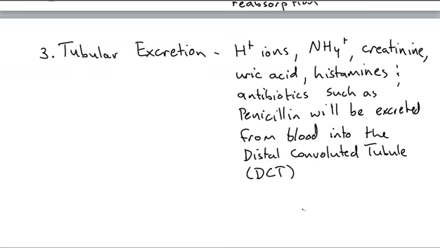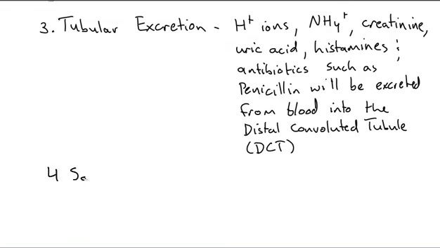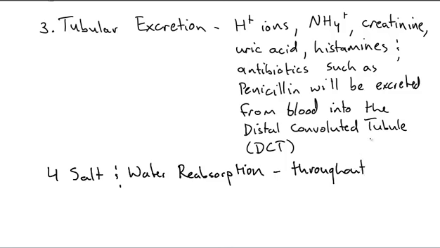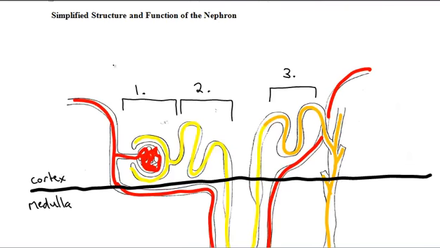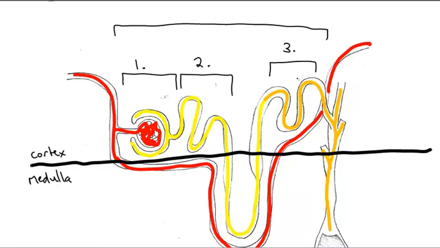Finally, step four, which is salt and water reabsorption. Actually happens throughout the nephron, in particular in the medulla of the kidney. And it's quite a complex process, and if you go look it up on YouTube, you can get quite caught up in the details. But the key idea is that wherever salt goes, water will follow. So if we want to kick the water out of the blood, we need to send the salt into the tubule. If we want to get the water back into the blood, we need to reabsorb the salt into the blood so that water will follow.